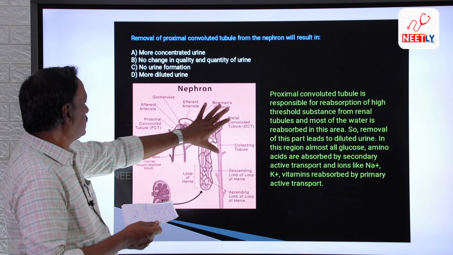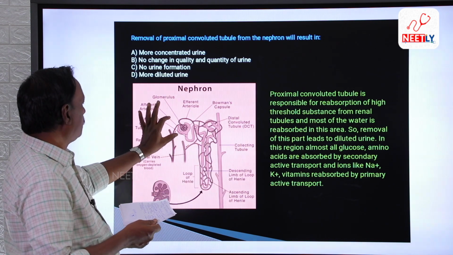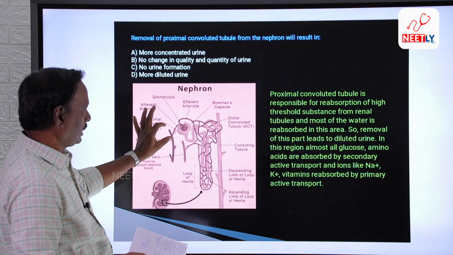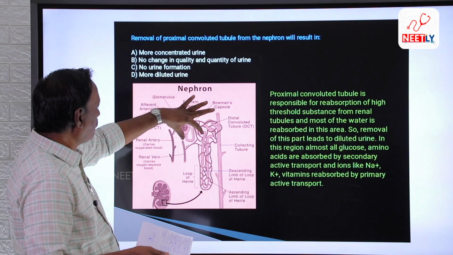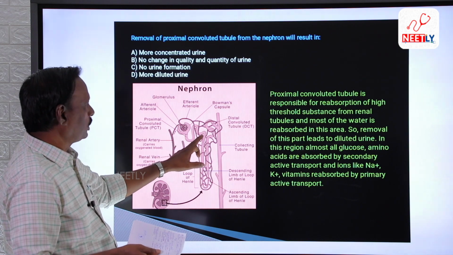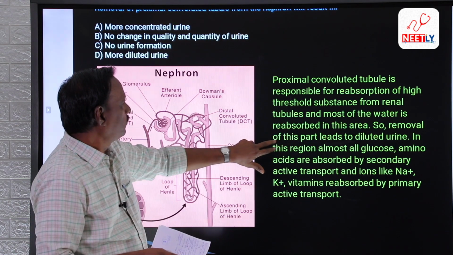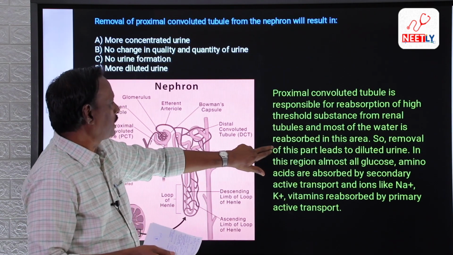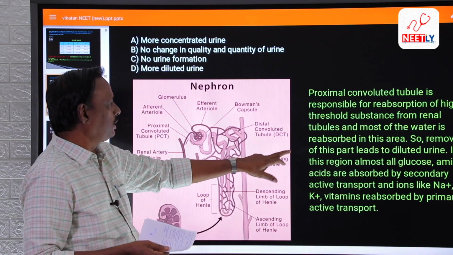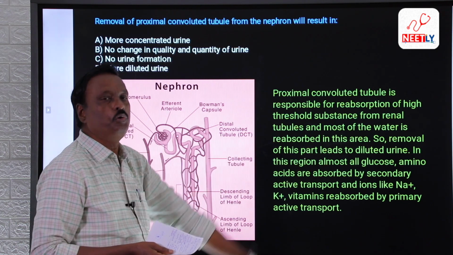In this nephron, each part has got its own function. As already told you, the Bowman's capsule is responsible for the physical filter mechanism. Like that, if you take the proximal convoluted tubule, it is responsible for the reabsorption of high threshold substances from the renal tubules, and most of the water is reabsorbed in this area. So removal of this part leads to diluted urine.